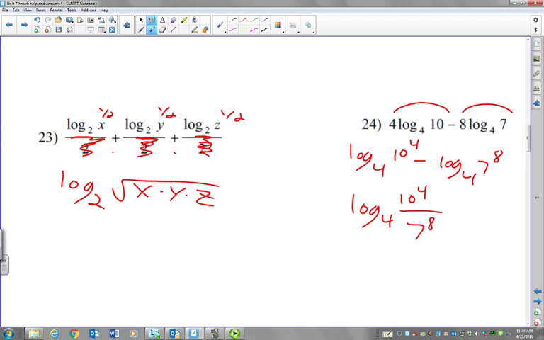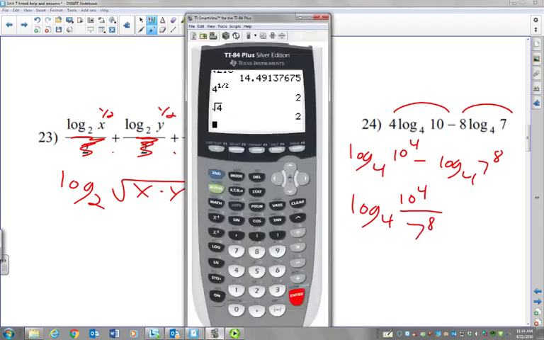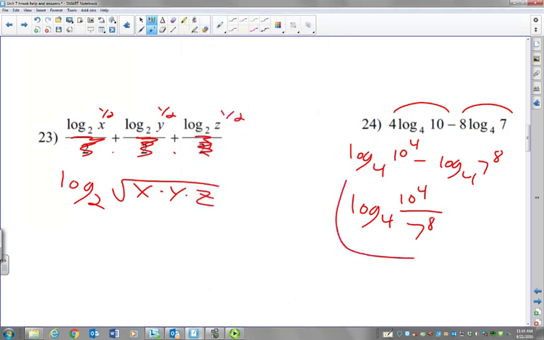Now we'll see, and we could probably just leave it like that because I don't think that's going to reduce very well. So 10 to the 4th power divided by 7 to the 8th power. And so yeah, it doesn't really reduce very well, so maybe we'll just leave it how it is because I didn't even see it turning into a fraction even. So we'll just leave that one how it is.